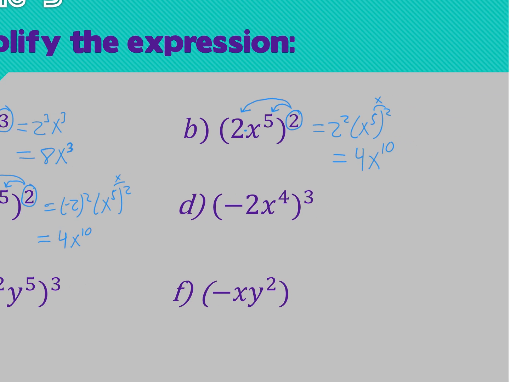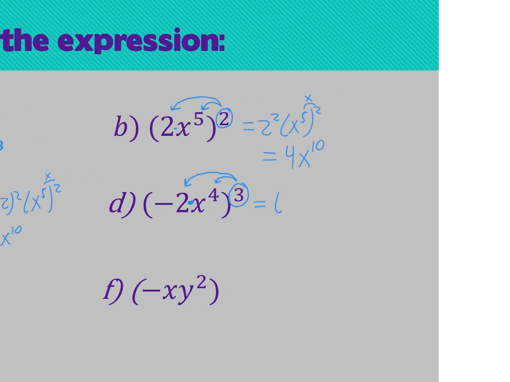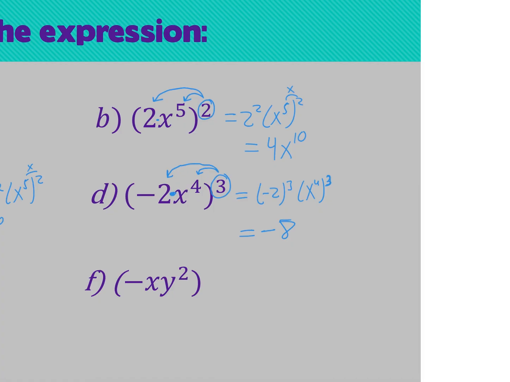All right, but if you look at example D, I still have a negative coefficient. This time we have an odd exponent though. Remember what I said earlier about the even and odd exponents and the negative bases. You're going to see what happens here. So here I'm going to have negative 2 to the 3rd, and x to the 4th to the 3rd. Once again, distribute that exponent to each of your factors. Now, negative 2 to the 3rd is the same as negative 2 times negative 2 times negative 2, which is going to get me a negative 8. So a negative base under an odd exponent is just going to get me a negative answer. And then power to a power, you multiply, so it's going to get me x to the 12th.